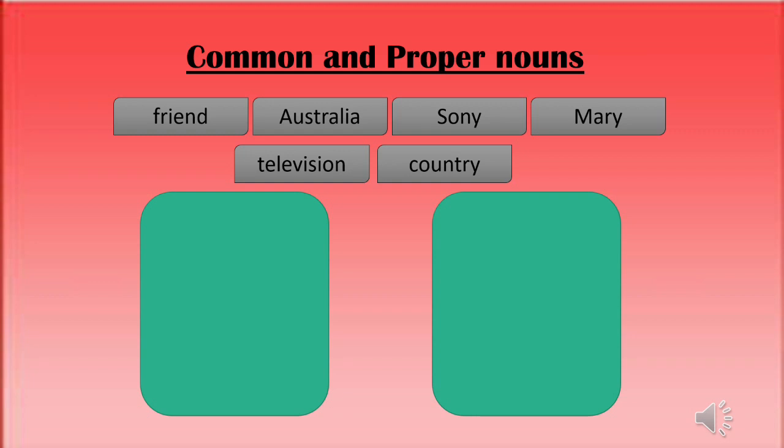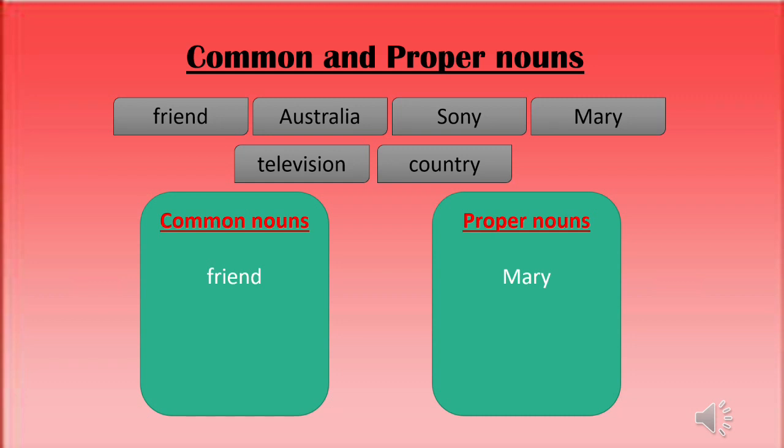Have you identified any common nouns from the list? Okay, let's see the answers. Friend. Friend is a common noun, right? When we say friend, we don't know who that is. But Mary is a proper noun. We know whom we are referring to, right?